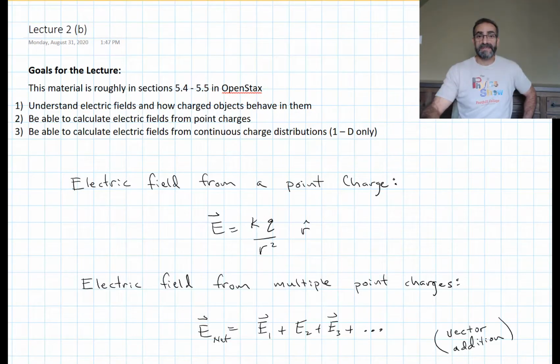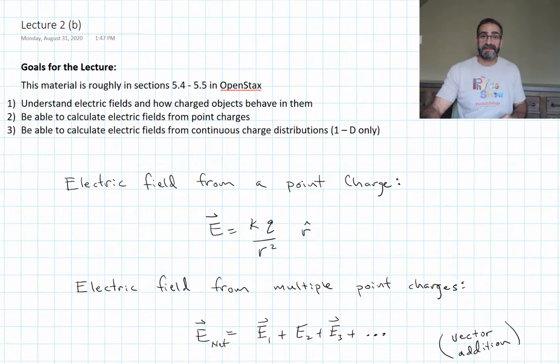We've already looked at finding the electric field from a single point charge, and we've looked at finding the electric field from multiple point charges. What do we do? We just add up the electric field from each of the individual point charges, using vector addition, and that gives us the total electric field. What do you think is coming next?